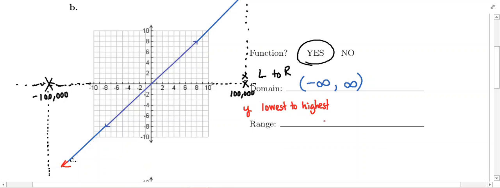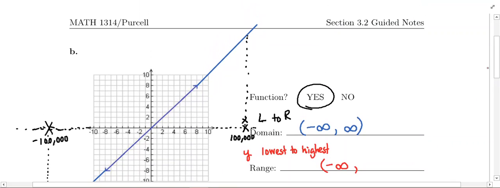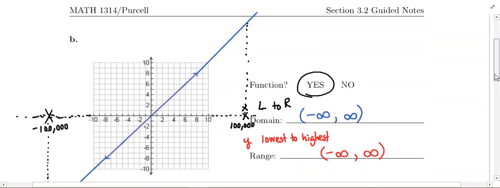Because the graph is going down, down, down, there is no lowest y value, so it goes to negative infinity. We put a parenthesis there. Along the same lines, this blue line is going up forever, so you'll hit y values of 100,000 or 1 million. Because it never reaches a highest y value, it goes up to positive infinity. So the range here is also all real numbers.